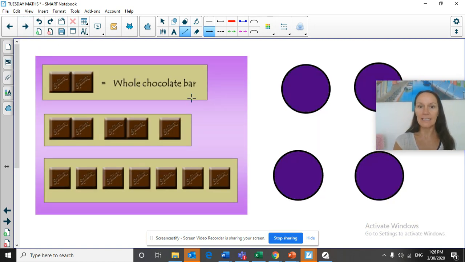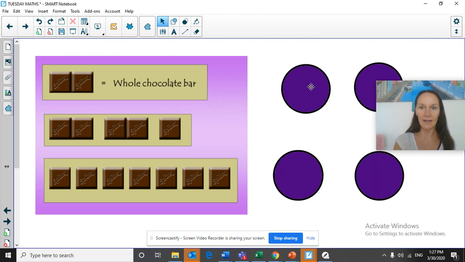Right, you can see here, we've got a diagram showing that 2 pieces of chocolate is equivalent to a whole bar. So take a look at the rest of this. The question is, how much chocolate is there? In a mixed number, what would you think? What would you write down to represent that picture there? Have a little think and I'll reveal the answer.